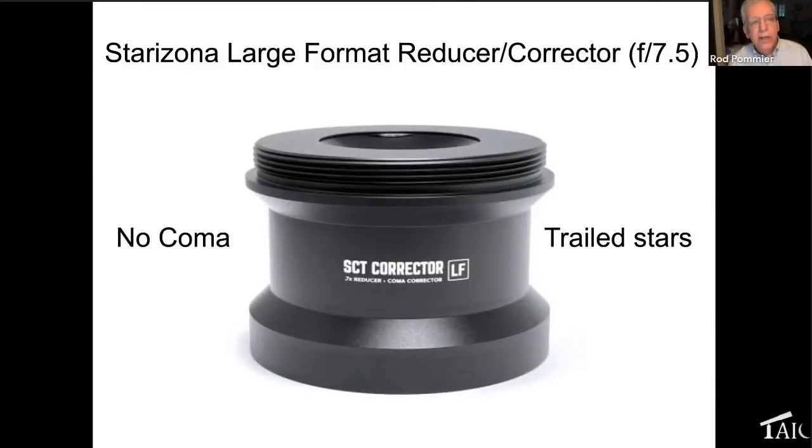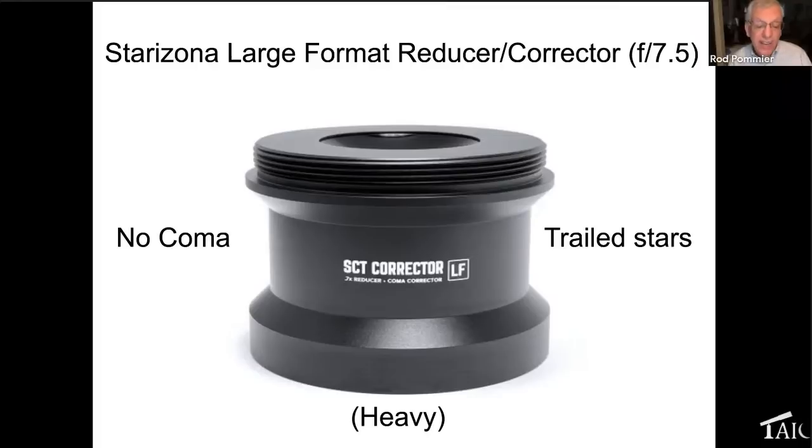Fortunately, Starzona came out with a large format reducer corrector for the C11 and the C14. And this gave my C14 an F ratio not of F11, but of F7.5. So it was a lot faster, and it got rid of the coma in the corners. But even with the auto guider, the periodic error on this telescope was so poor that the auto guider just couldn't keep up, and I still ended up with trailed stars. So I had to find a way to get rid of that problem.